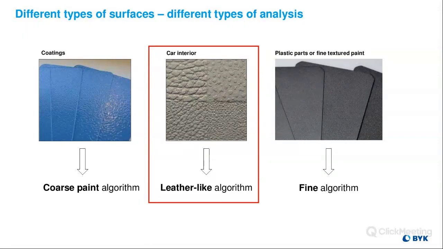So we have three algorithms, one specifically made for coarse paint, one made for leather-like materials such as structured vinyl that you might see in a car interior. And we also have a fine algorithm for finely structured paints as well as plastics. We do actually have a fourth algorithm that's been developed recently. It's a reverse leather-like algorithm for analyzing certain special types of structures. We won't have time today to go into every algorithm, so I've chosen the leather-like algorithm for us to discuss, to just get a brief picture of how we're using this instrument to analyze these surfaces.